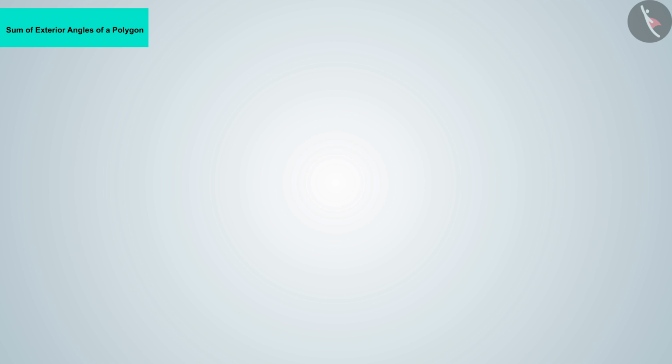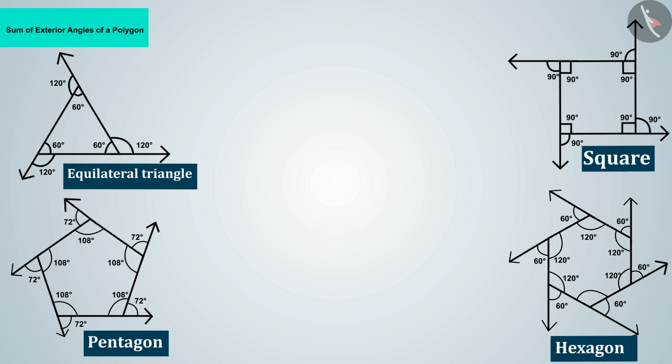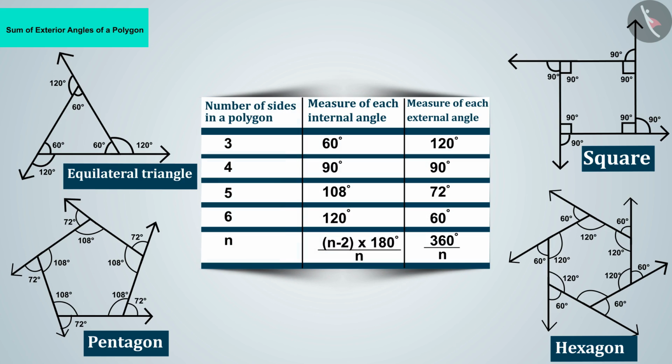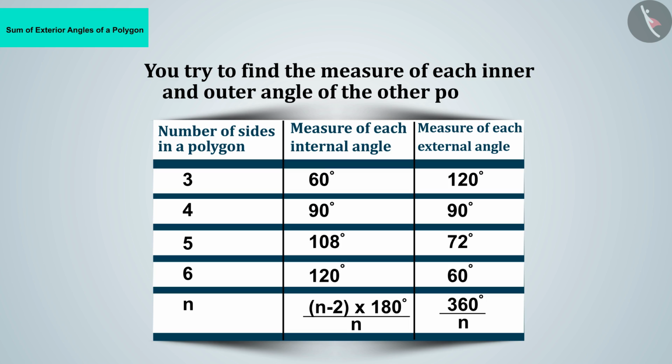Let us go ahead and consider an interesting fact related to the angles of polygons. Here we are shown some polygons, with the measurements of each interior angle and exterior angle. We can see that as the number of sides in the polygon increases, the measurement of each internal angle increases, but the measurement of each external angle decreases. We can confirm this by the formula related to the interior angles of polygons and the formula related to the exterior angles of polygons. You try to find the measure of each interior and exterior angle of the other polygons.